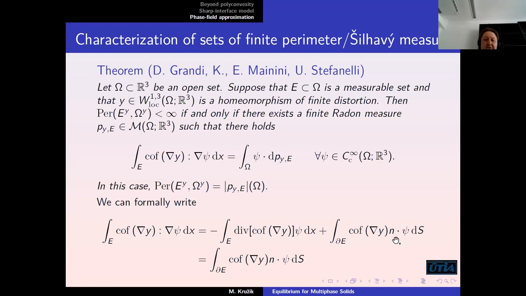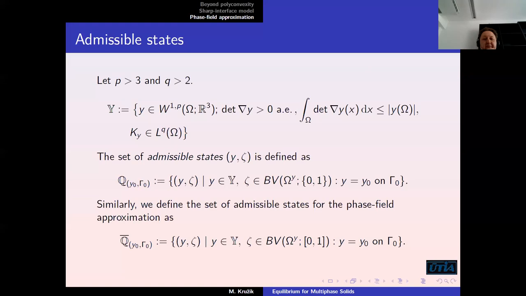So it's a formal calculation. So that's one result. We were able to characterize quite explicitly the measures which appear in the result by Šilhavý. And then we have the phase field approximation. So this is our set of deformations. We assume that we have some Dirichlet datum on the part of the boundary Gamma zero. And then we have a volume fraction for the sharp interface. We assume it only takes 0, 1 values in the deformed configuration. And then for the phase field approximation, we assume we can also take some values in the middle, as is usually done.